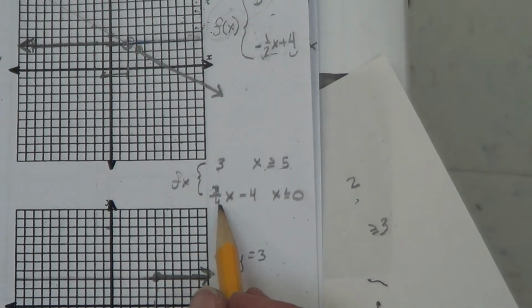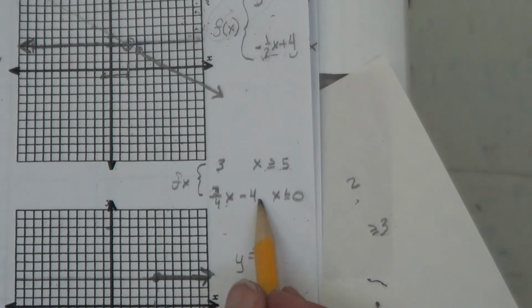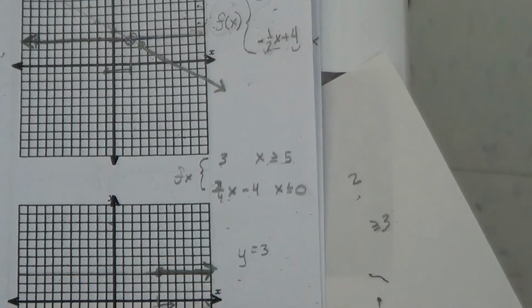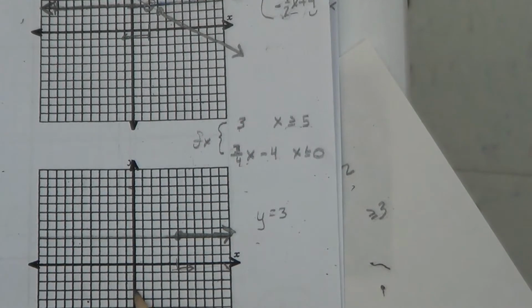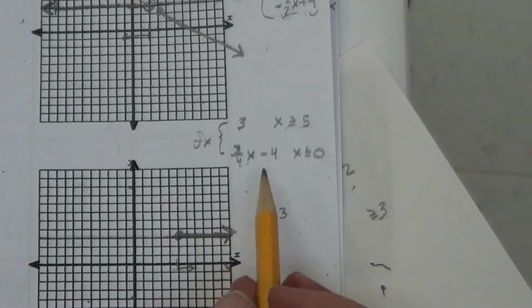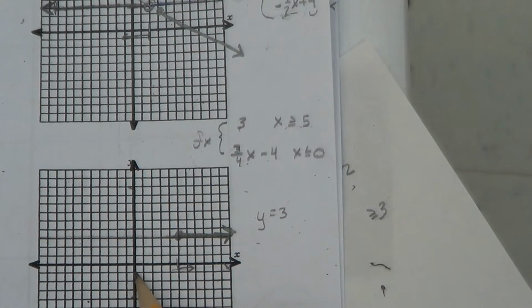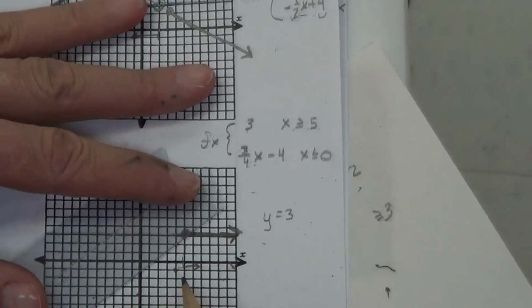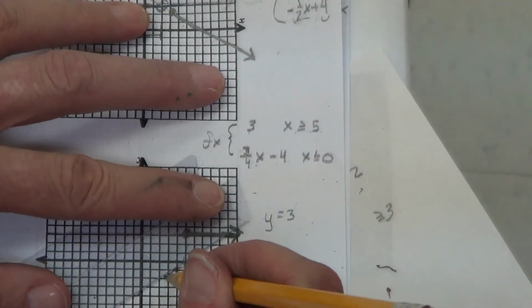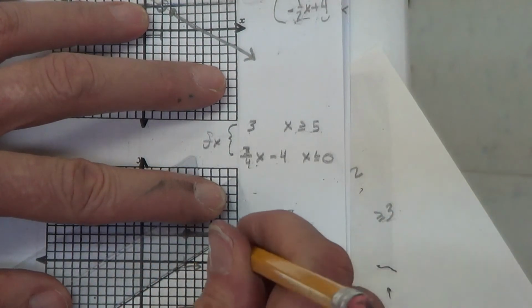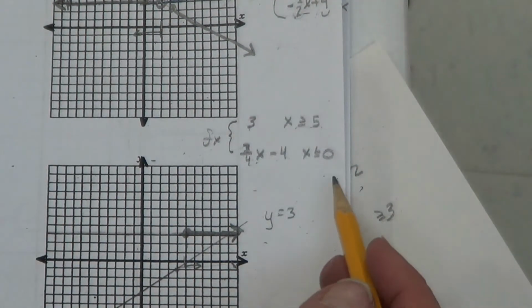Now we go to the other one. 3/4 x minus 4. Minus 4 is our y-intercept. 1, 2, 3, 4. Put a little point. 3/4 x, so we would rise 3. 1, 2, 3. And run 4 to the right because it's positive. 1, 2, 3, 4. And now use a straight edge to line that.